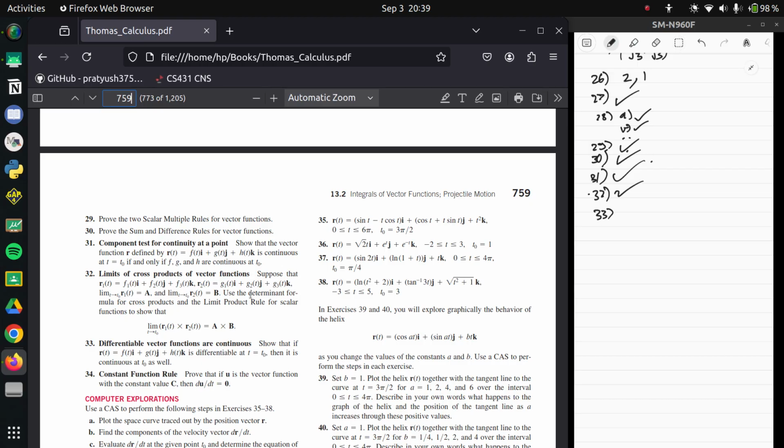33, differentiable vector functions are continuous. Show that if R is differentiable at t equal to t naught, then it is continuous at t naught as well.